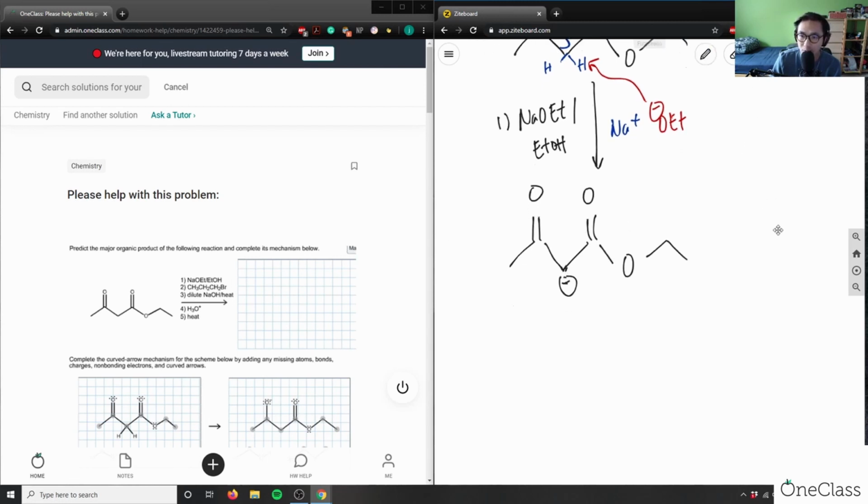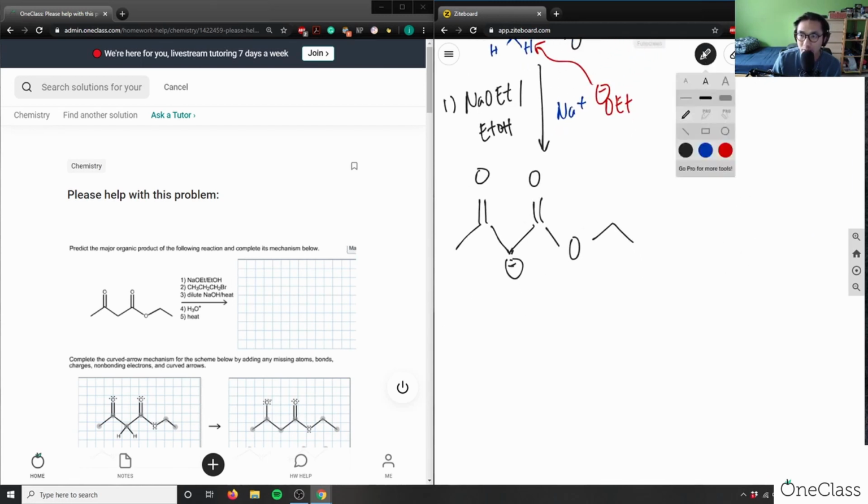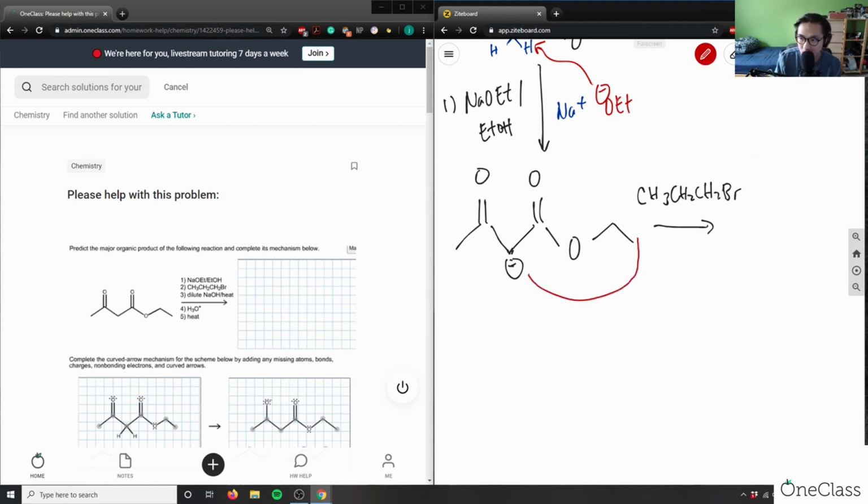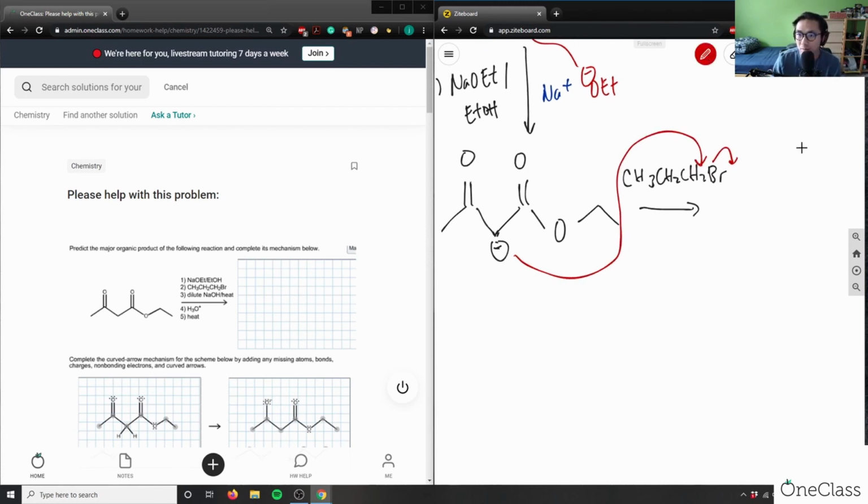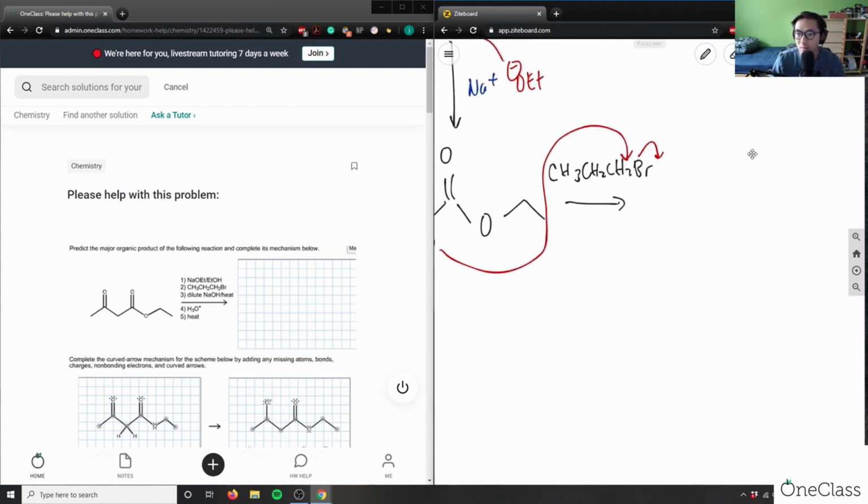Second step: what am I doing? Let me go with this. I'm going to go right here and add a 3-carbon chain, so CH3, CH2, CH2, and Br. So I'm going to add some sort of alkyl group here, right? This is actually very easy. The negatively charged carbon is going to attack this bromine-bearing carbon and kick out the bromine, and then I'm going to get something like this.